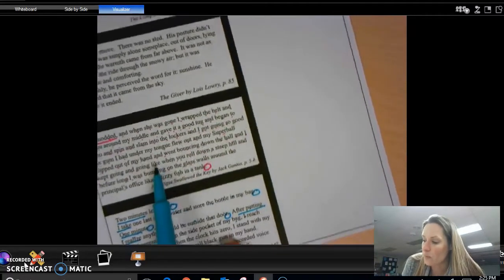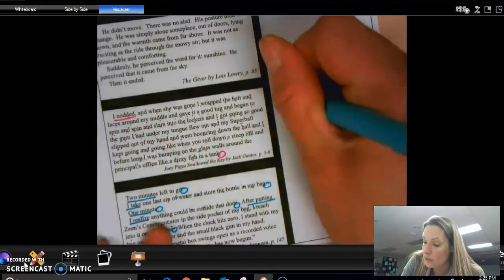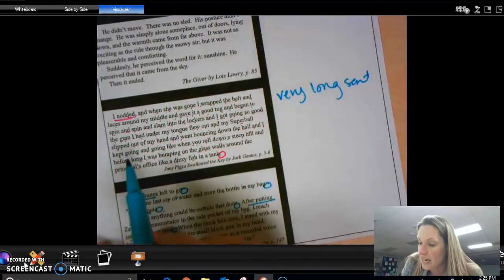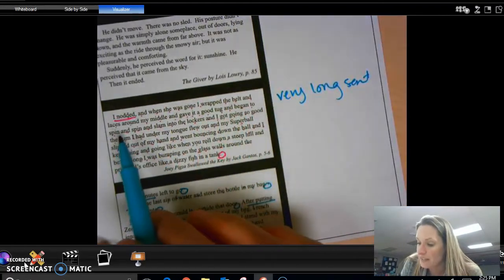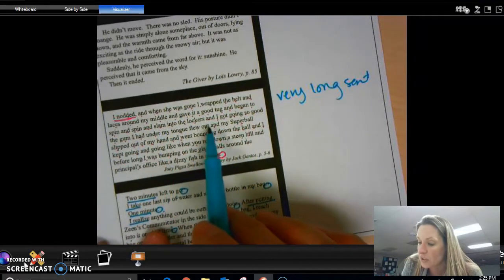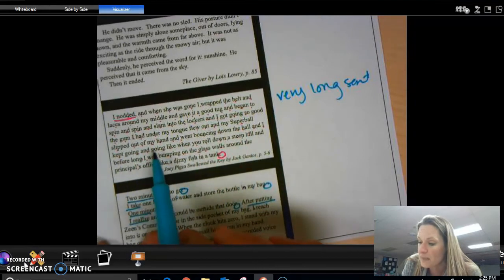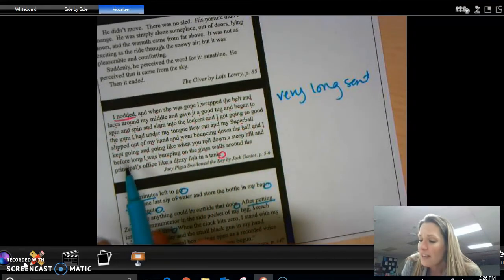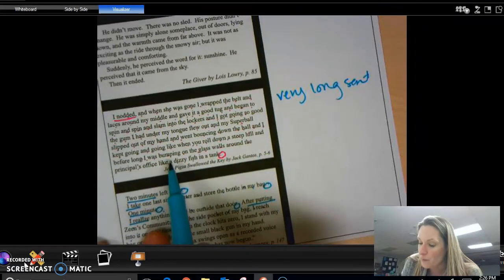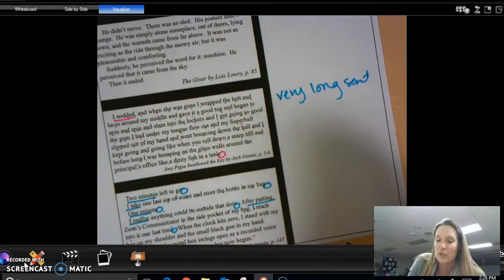Down here, this one where we had counted and there were 97 total words, this is obviously going to be a very long sentence. Okay, and it says, I nodded, and when she was gone, I wrapped the belt and laces around my middle and gave it a good tug and began to spin and spin and slam into the lockers, and I got going so the gum I had under my tongue flew out and my super ball slipped out of my hand and went bouncing down the hall, and I kept going and going like when you rolled down a steep hill, and before long I was bumping on the glass walls around the principal's office like a dizzy fish in a fish tank.